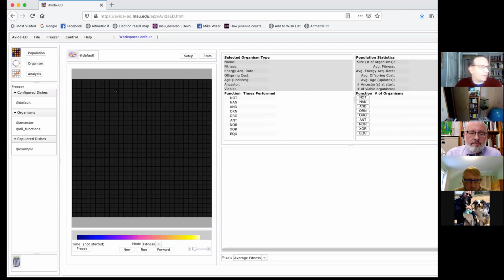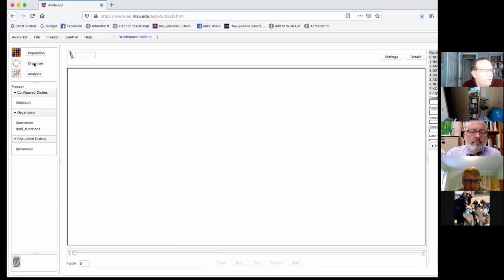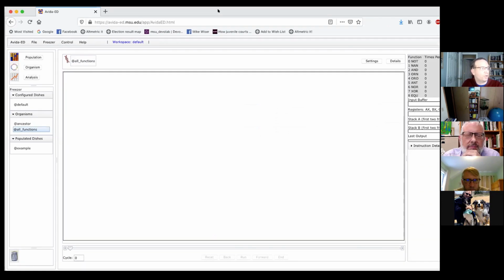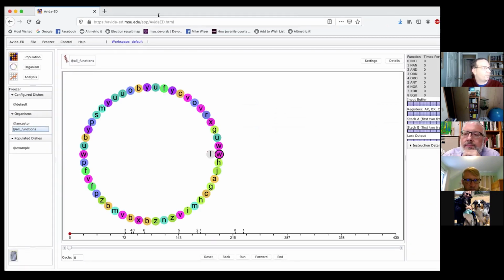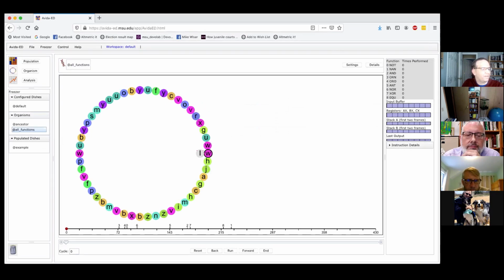All right, so we're going to come here to our organism viewer, and we're going to look at this all functions organism. This organism comes preloaded into Avida-ED, and this is one of the organisms that can actually do all of the tasks. I'm just going to move some windows around to make things easier to see. Now on this screen, you'll notice a couple of things here on this bar at the bottom. This bar is showing you the number of steps that this organism has executed. So it goes out to 430 before it reproduces.